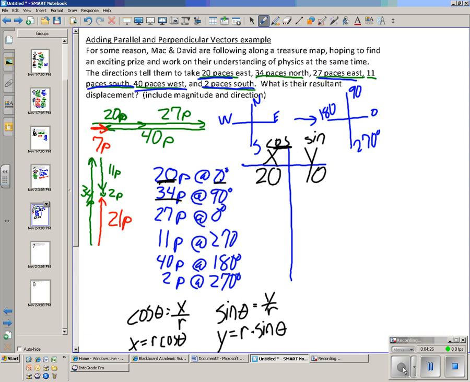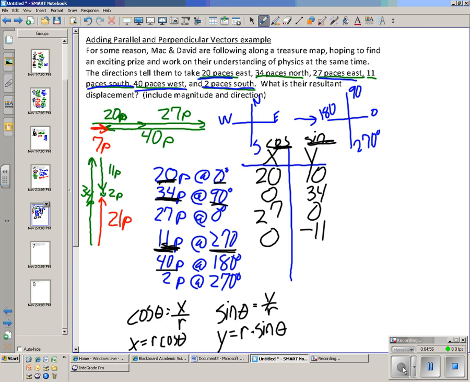34 cosine 90 is going to be 0. 34 sine 90 is going to be 34. Move along through these. That's 27 and 0. Here's an interesting one. 11 cosine 270 is of course going to be 0, but 11 sine 270 is going to be negative 11 because it's going downwards. That's, remember, the south one.